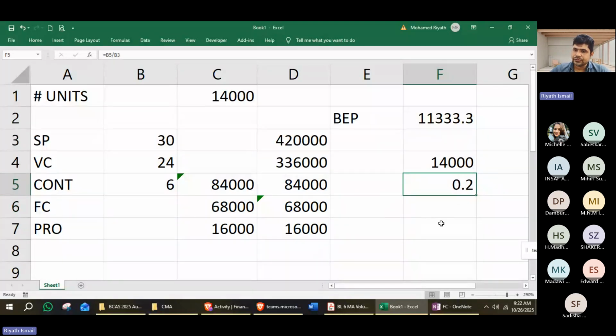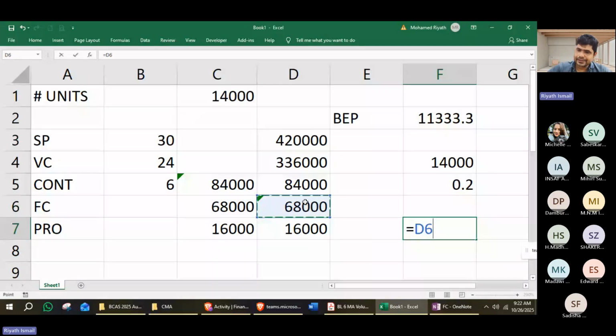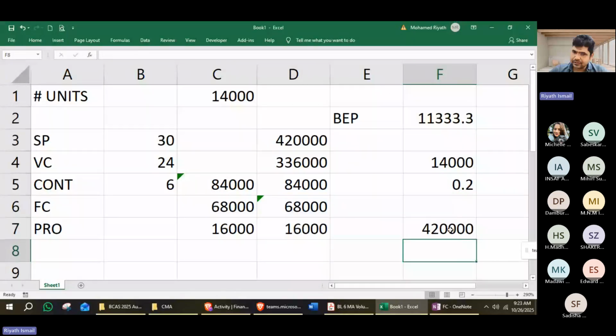Now we need fixed cost plus profit divided by CS ratio. CS ratio is here. Then we get 420 million. See here, these values, sales value 420, 420. Is it clear?